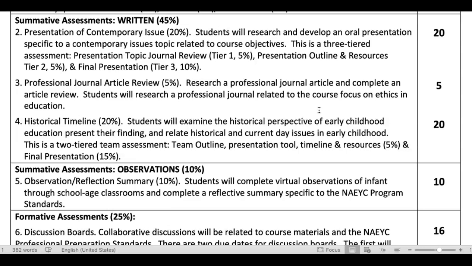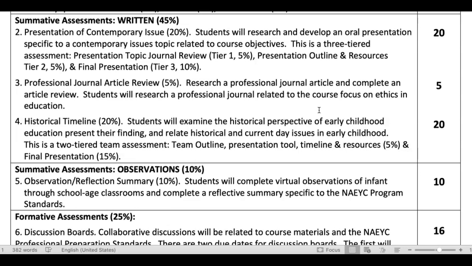This is a 3-tiered assessment. The first tier will be choosing a topic and then identifying a professional journal review. This is 5% of your grade. The purpose of a tiered assignment is so that you're submitting components of the assessment throughout the semester and receiving feedback from your instructor. That feedback supports the next tier.